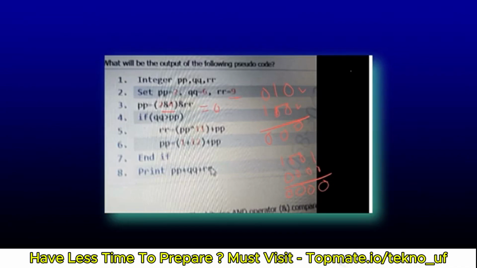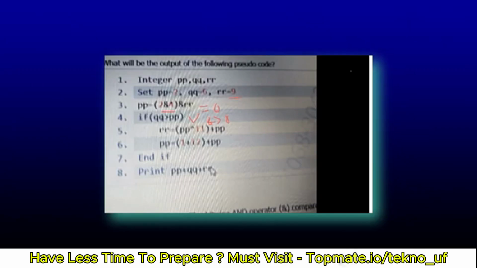If q greater than p, so p becomes 0. If q greater than 0, sorry, q was 6, so 6 is greater than 0. So this is true, so we'll go inside the if block.